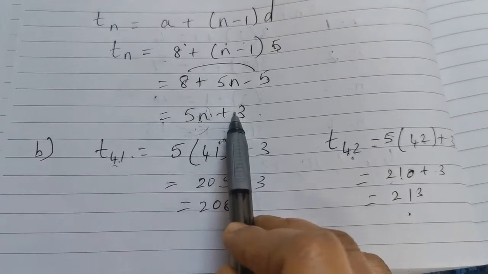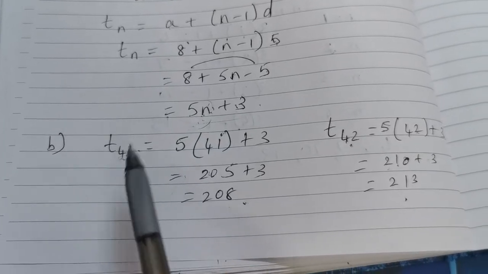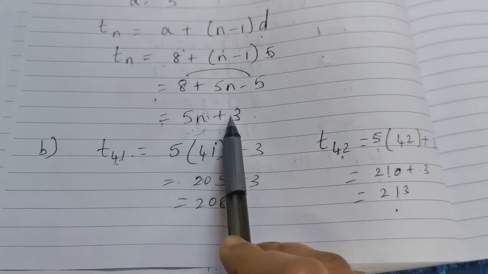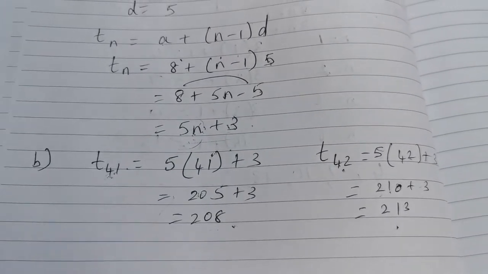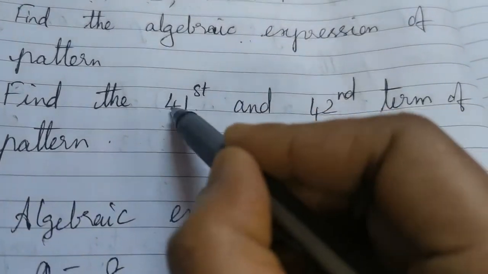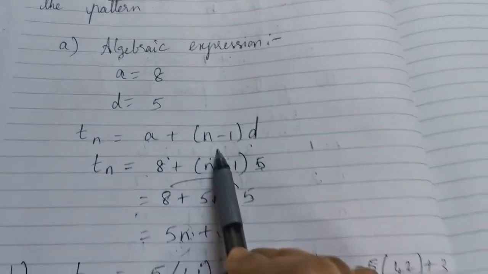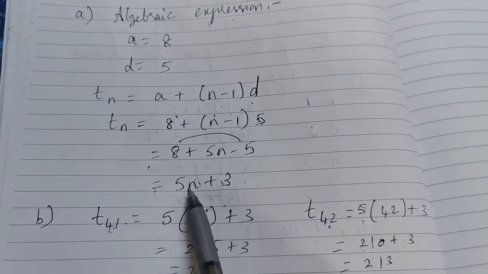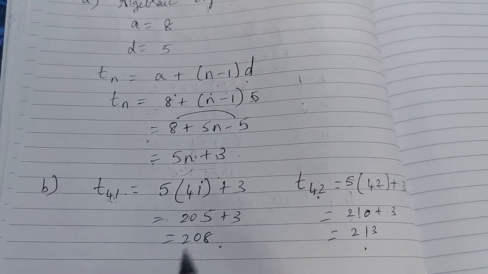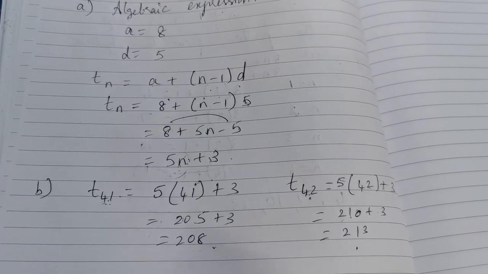So from the algebraic expression, we found the particular term by replacing n using the value given in the question. So to find the 100th term, we will find 5 into 100 plus 3. So 500 plus 3, which is 503. So algebraic expression and particular term. Here we found the particular term 41 and the particular term 42. We will use the same formula. Replace n in the algebraic expression with the value given in the question to find the particular term. So in the next video, we will learn how to find the sum of the numbers in a given pattern.